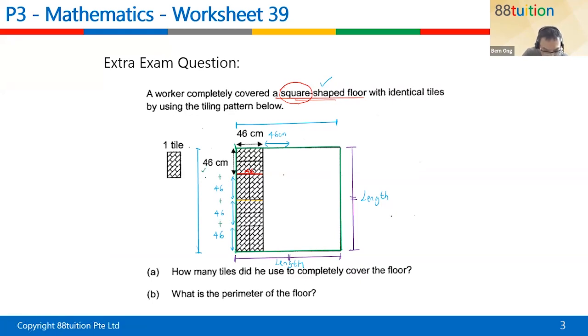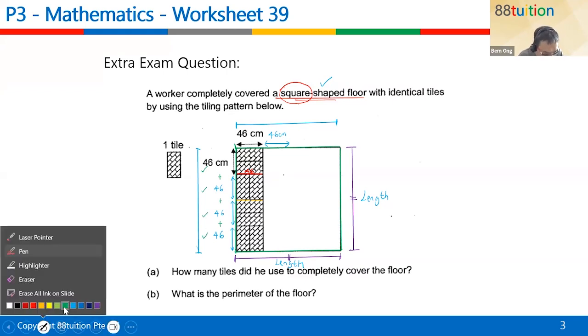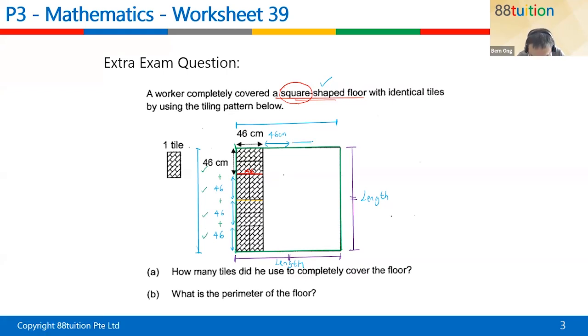So there must be 4 46, which means that down here also need to have 4 46. Correct or not, children? Down here need to have another 46. Correct or not? How come? Because on the left got 4 46, so on the top also must have 4 46. Why? Because it's a square.